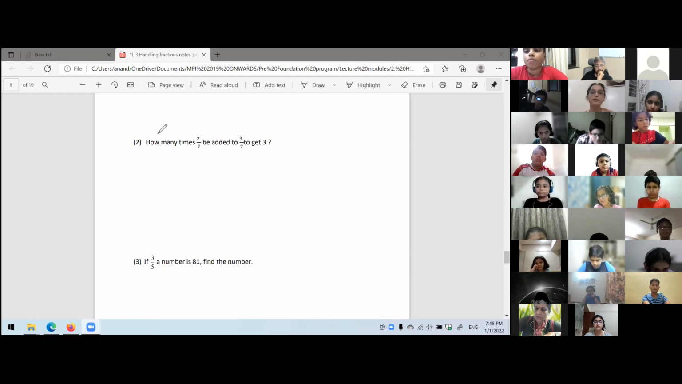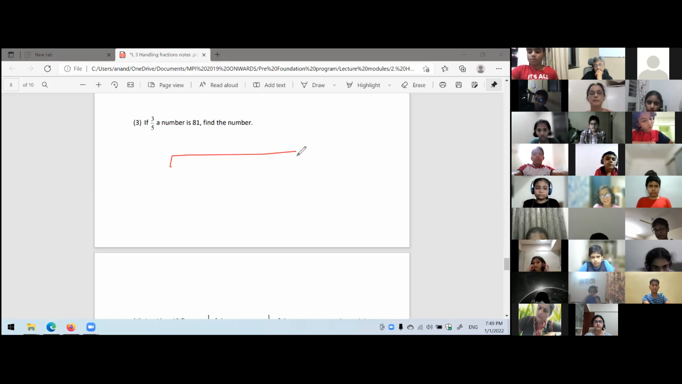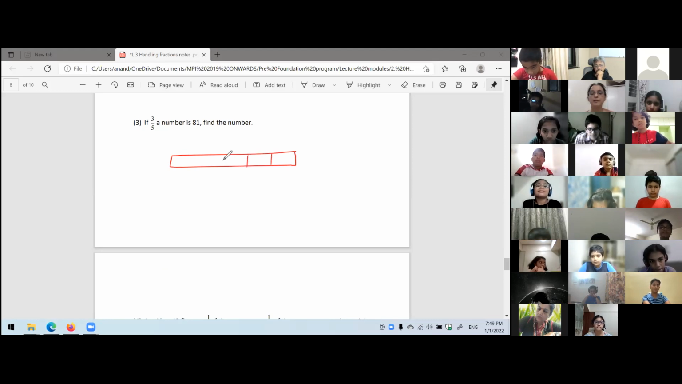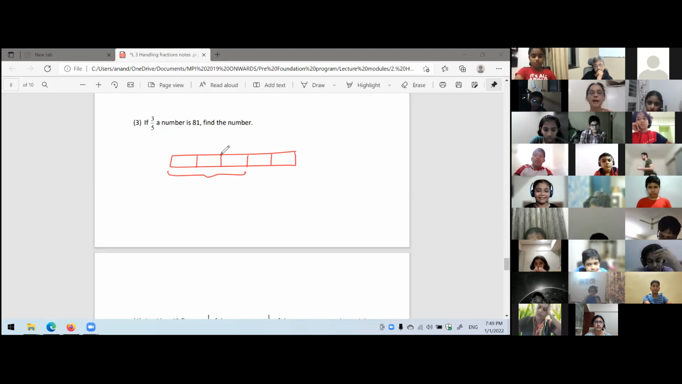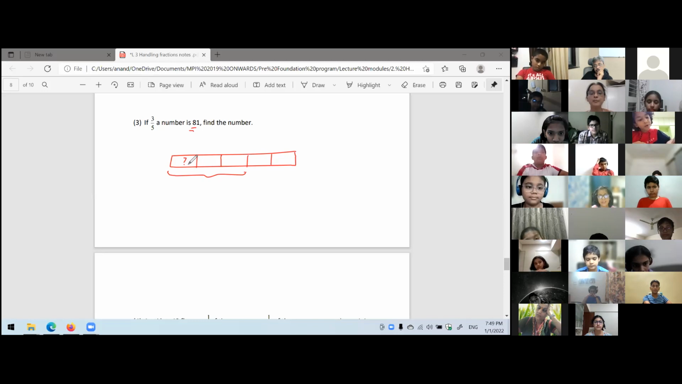3/5 of a number is 81. There is some number I'm making 5 parts of. And when I'm taking 3 parts of it, what is the meaning of 3/5? 3 parts out of 5 of a number is 81. So can I find how much is 1 part? It will be 81 upon 3, no? If 3 parts are 81, then 1 part will be 81 upon 3, that is 27.